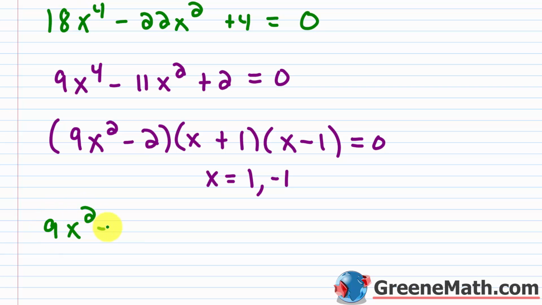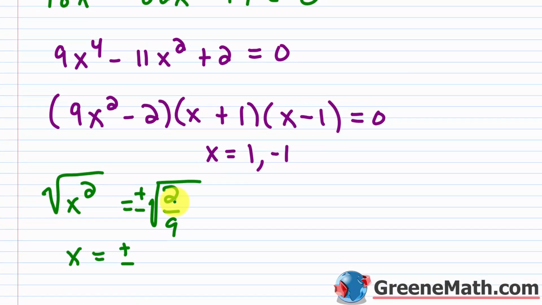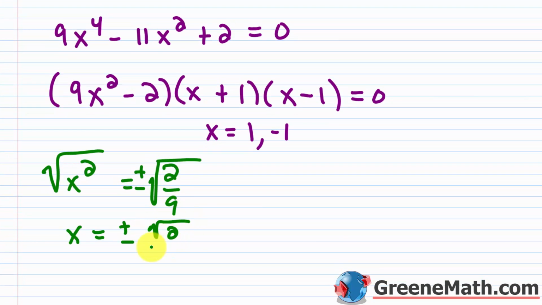So 9x squared minus 2 equals 0. Add 2 to both sides of the equation. Let's just go ahead and say this is 9x squared is equal to 2. Divide both sides by 9. And you would have x squared equals 2 ninths. So if I take the square root of this side and plus or minus the square root of this side, I would have what? You would have that x is equal to plus or minus the square root of 2 over the square root of 9, which is 3. So that's a lot of different things to go through. So you have x equals 1, negative 1, square root of 2 over 3, and negative square root of 2 over 3.